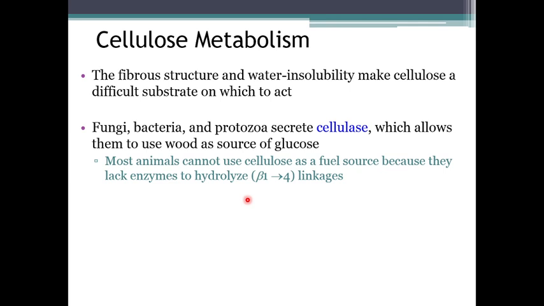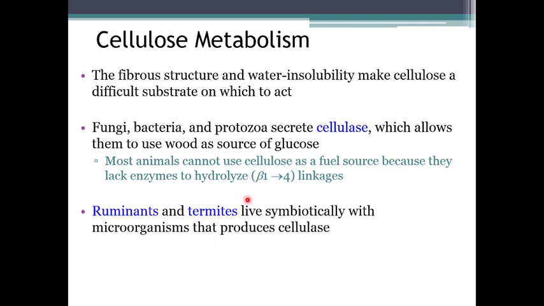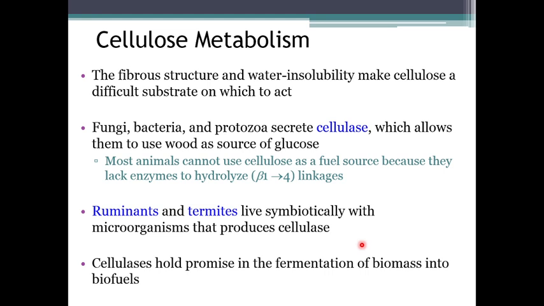An example is us. We do not have cellulase in us, so we cannot eat wood. Ruminants and termites live symbiotically with microorganisms that produce cellulase. Cellulases hold promise in fermentation of biomass into biofuels.